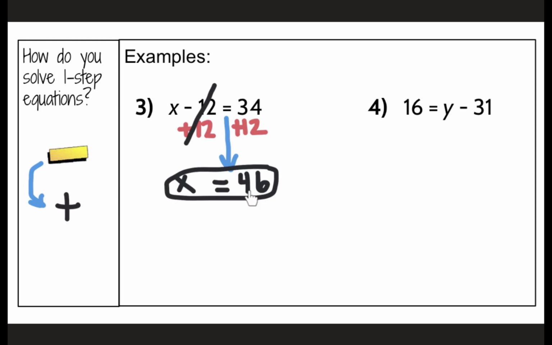Now before I move on, I want to make sure I did this correctly. So I'm going to take 46 and plug it in for x in my equation. Do that with me in your notes. So we have 46, that's going in for x, minus 12. Does that equal 34? Well, 46 minus 10 would be 36. Sorry, minus 2 more would be 34.